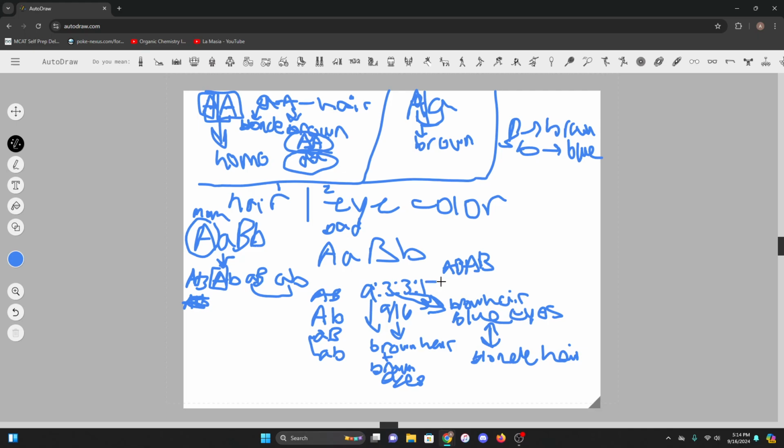Now, 1 out of 16 chances, when you do the dihybrid cross between 2 heterozygote parents for 2 different traits, there's a 1 out of 16 chance that you're going to get both blue eyes and blonde hair, which is why you see it being so rare for people to have this.